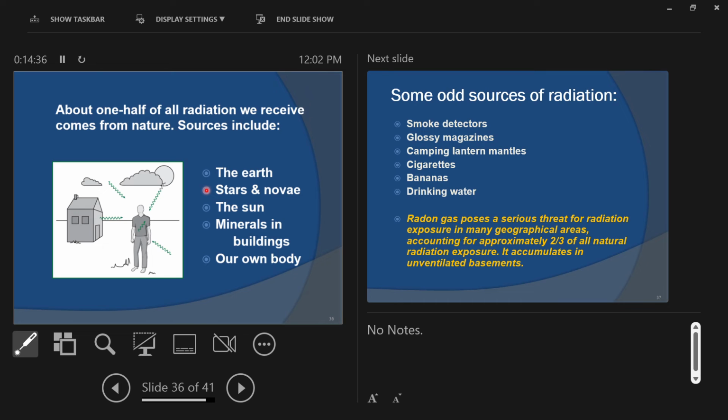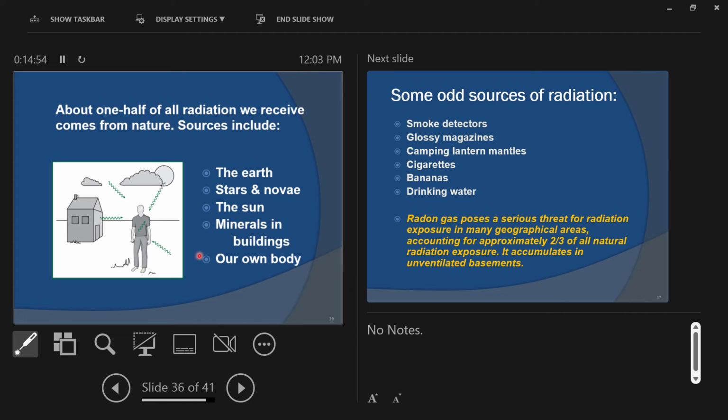The stars and novae spread radiation throughout the universe. The sun emits radiation, right? If we didn't have our protective atmosphere, the sun would cook all of us. It would not be very constructive to life on Earth.